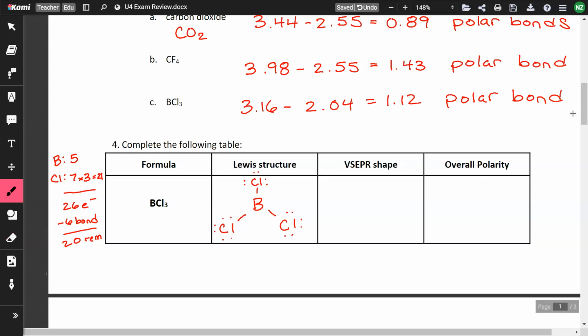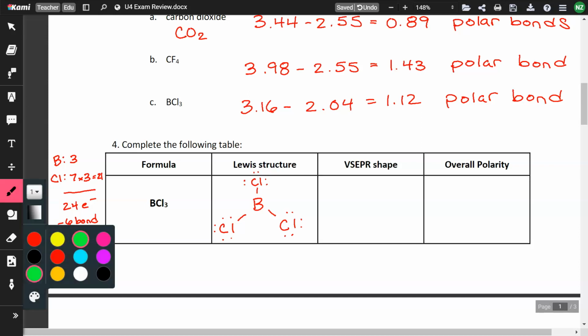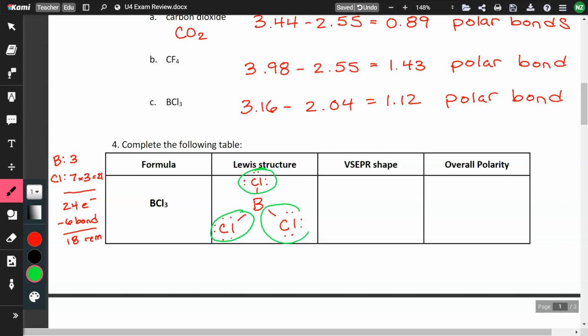Okay, I actually goofed. Boron is not actually 5. Boron is only 3. So let me just change my math here. So let's see, that'll be 24. There we go. That looks right. Okay, so when we go to do our VSEPR shape, we look at how many things are attached to the central atom. So I have 1, 2, 3 electron zones.